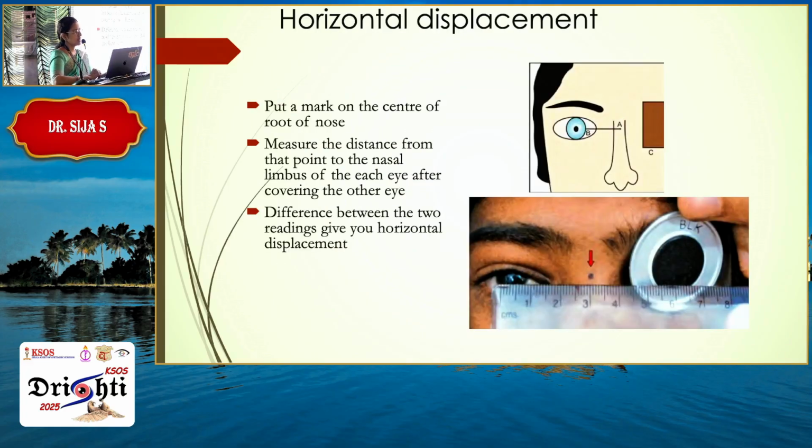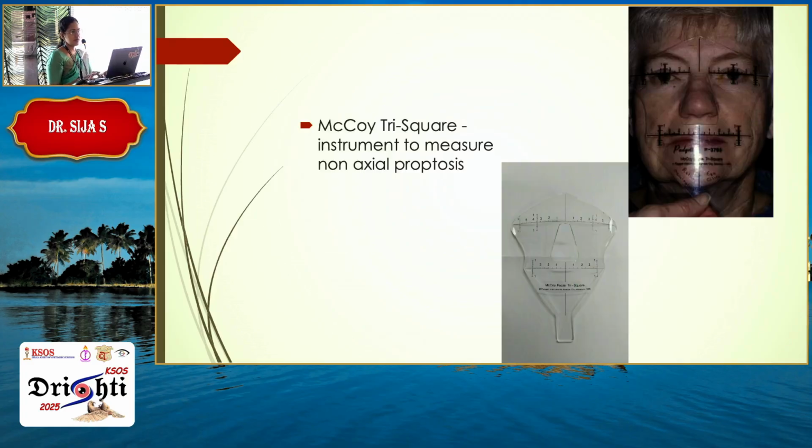For horizontal displacement, put a mark on the center of the nose and place a ruler there. The distance from this mark to the nasal limbus is taken as the value. The difference between the two readings gives you the horizontal displacement. This one I went through the research and found, it's a McCoy tri-square. It has a stencil-like equipment with all the markings and a gap for the nose, so it is easy to take the horizontal reading, vertical reading, everything.